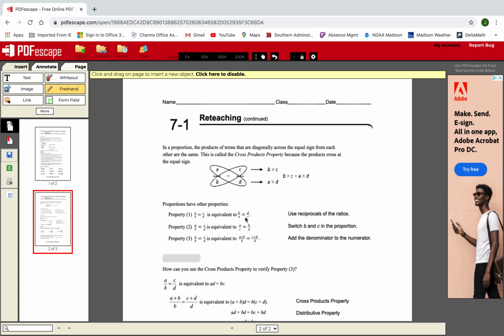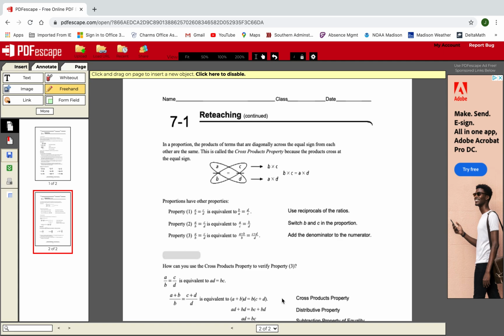Okay, so you can use reciprocals of the ratios, flip the whole thing, top and bottom. You can flip the whole thing 90 degrees basically, switch B and C in the proportion. Okay. And you can add the denominator to the numerator. And there are some examples of this in the practice that you're going to do today.